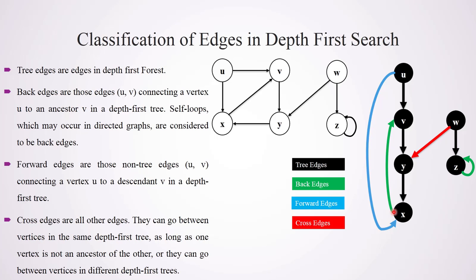So in the input graph we have an edge like this. So that edge can be considered a back edge.